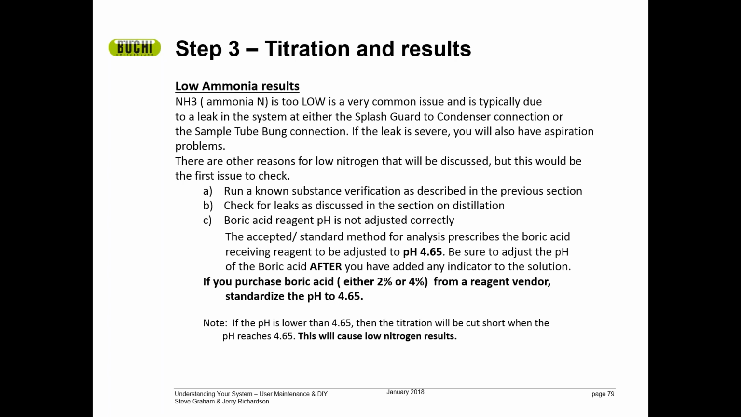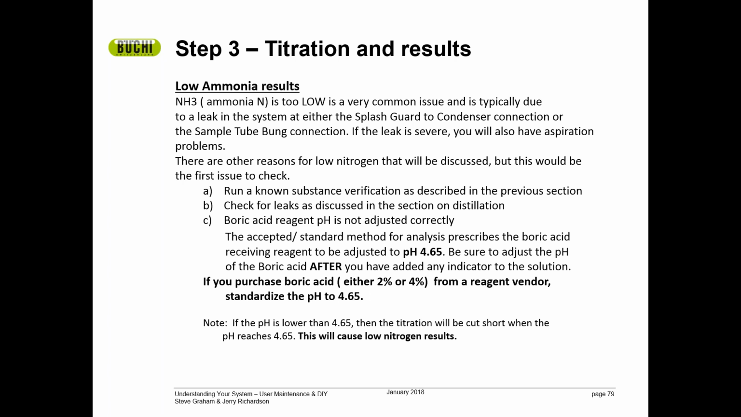One of those reasons is the pH of the boric acid may not have been adjusted correctly. That's a very typical reason why your results will be low. The accepted standard method is to adjust the pH of the boric acid to 4.65.